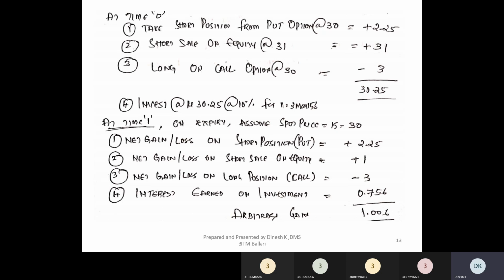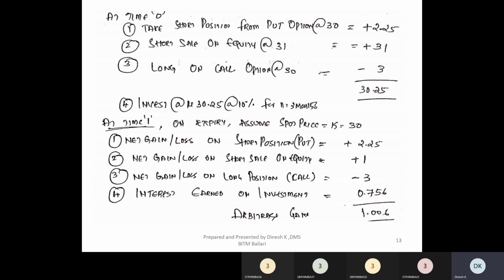What is the action of a put buyer? Whether he will execute or withdraw? Withdraw, sir. If he withdraws, what will he be losing? Only the premium. How much will it be? Yes, he will be losing only the 2.25.